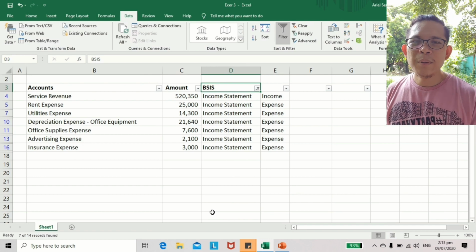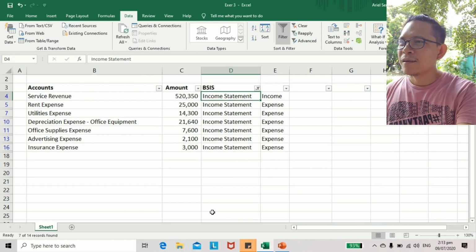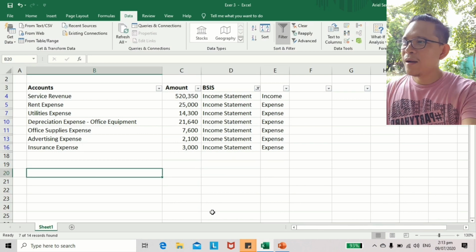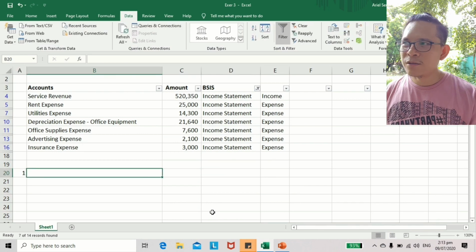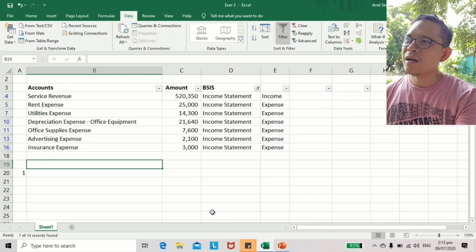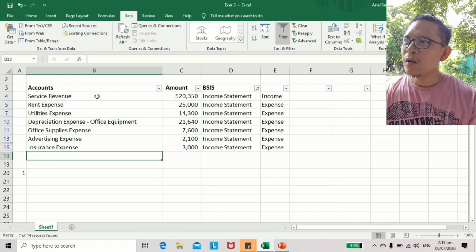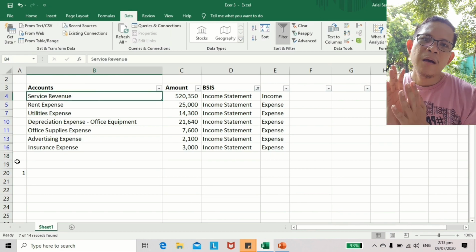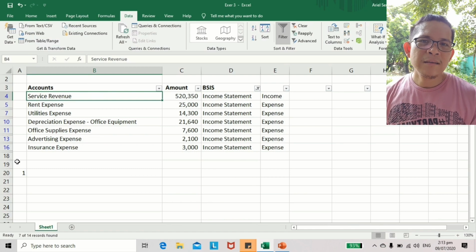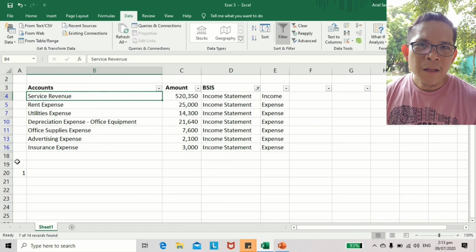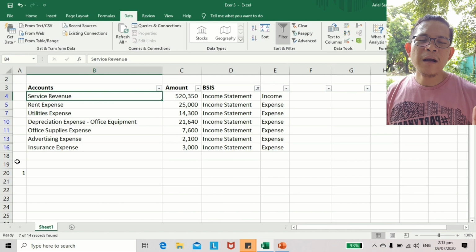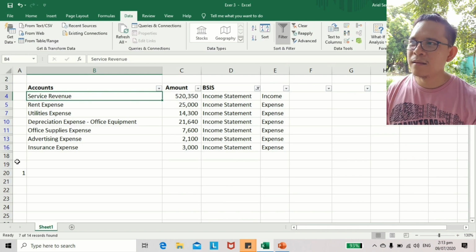So, ano ang sinasabi sa closing process? Or step 1, di ba? Close the income accounts. Mag-isa lang naman itong ating income account here, the service revenue. So, ito yung i-close natin. Now, ano yung normal balance ng revenue account? The normal balance of your revenue account is a credit.